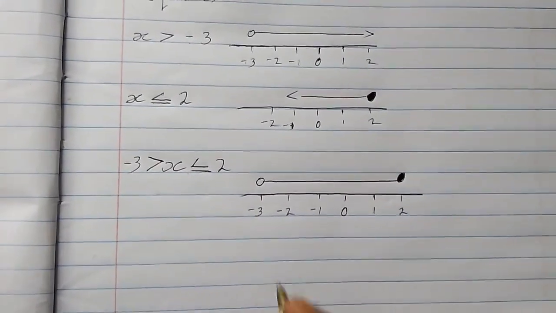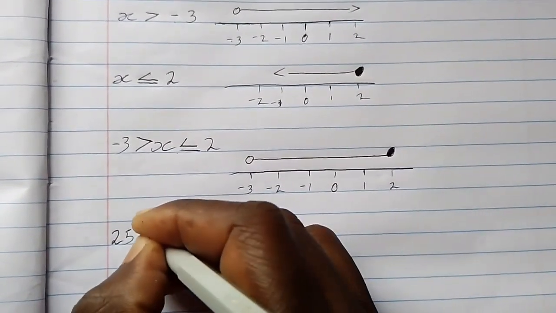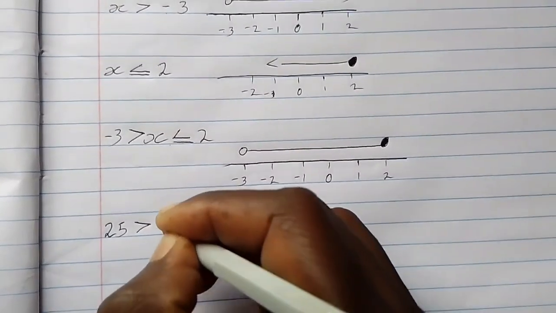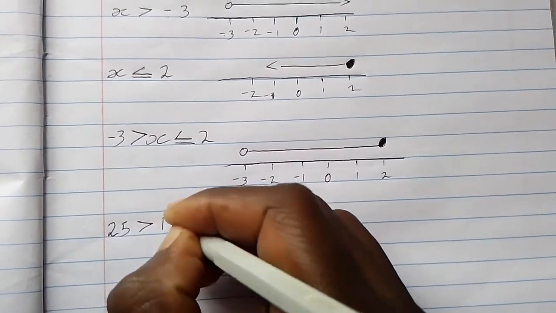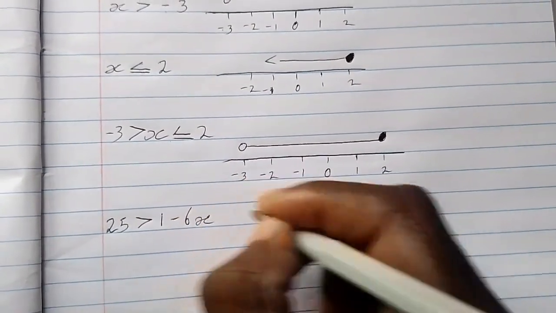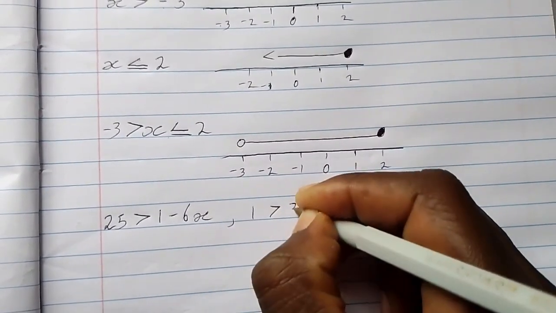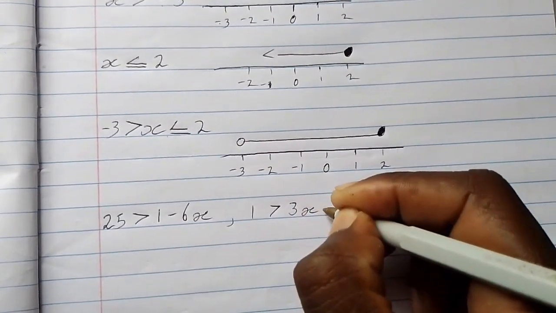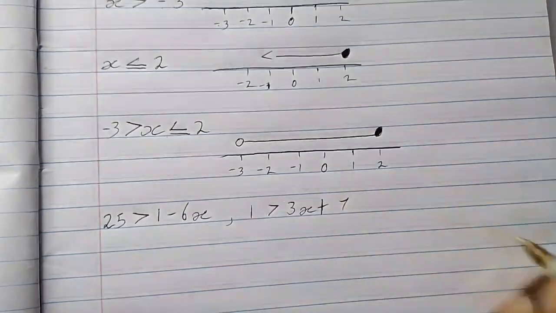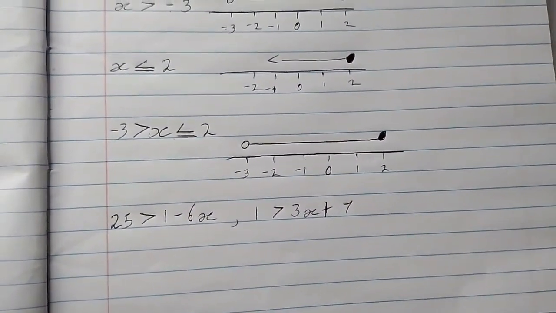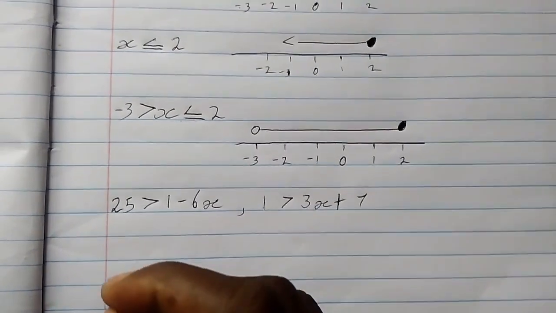Let's have another example. 25 is greater than 1 minus 6x, and 1 is greater than 3x plus 7. So solve both inequalities and represent them both on an illustration.